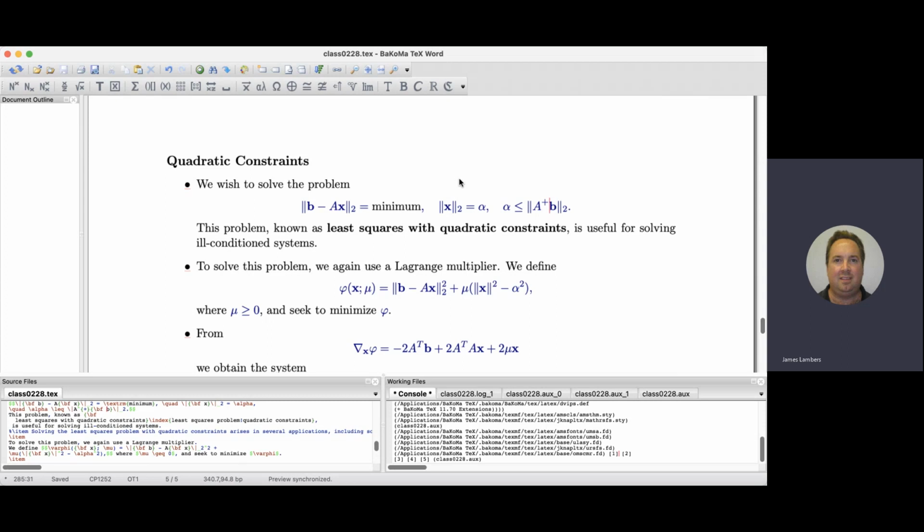Okay, so that's that. And then I will pre-record one more class, and that'll be getting into certain iterative methods for solving Ax equals b.